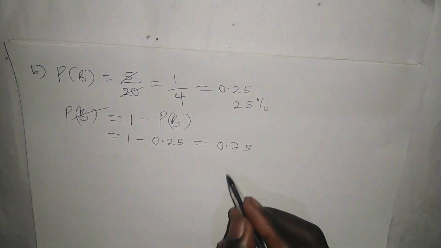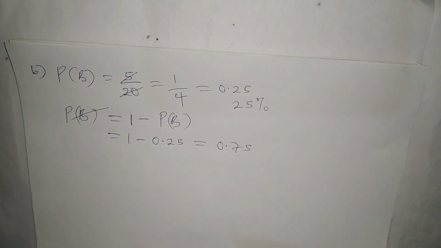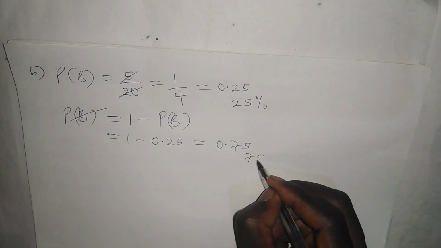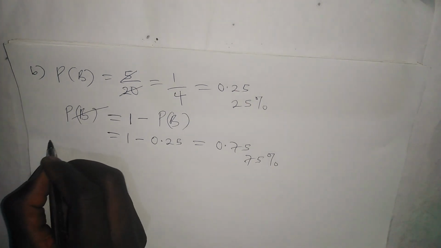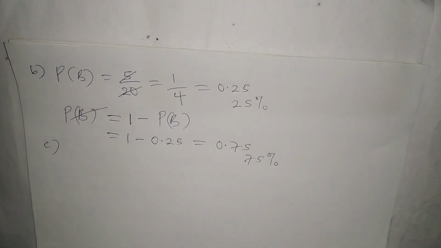And this is going to be, when you multiply this by 100, you have a 75% chance of not selecting a blue marble. Now let's look at question C. C says, what is the probability of selecting a green or yellow marble? Whenever you hear the word or, it implies addition, and when you hear the word and, it implies multiplication.